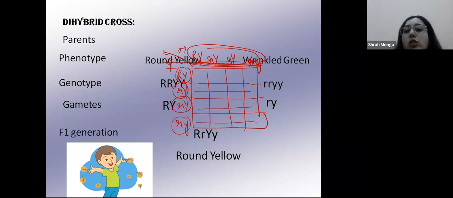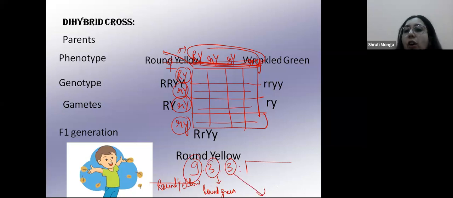Right. So the phenotypic ratio that Mendel got in the dihybrid cross was 9:3:3:1. Okay, so 9 he got round and yellow seeds. 3 he got, tell me, who will tell me? 3 for round green and next three for wrinkled yellow, and the last one for wrinkled green.